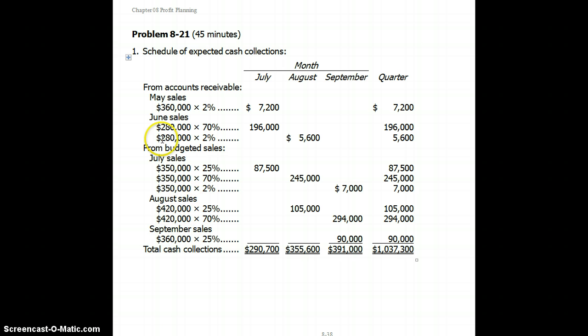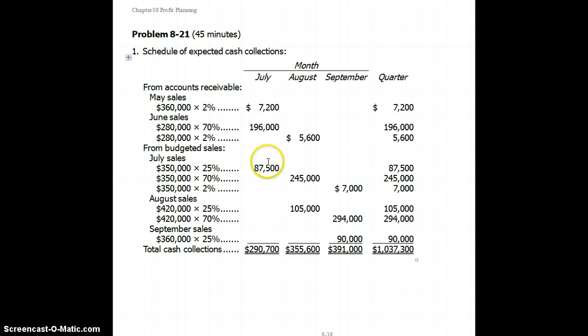A schedule of cash collections requires us to look on a month-by-month basis and determine how much cash we will receive in that particular month. For the month of July, we're obviously going to collect some portion of July sales, that being 25% of the $350,000, or $87,500.